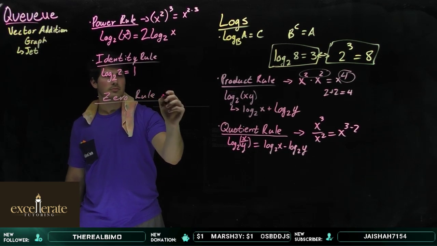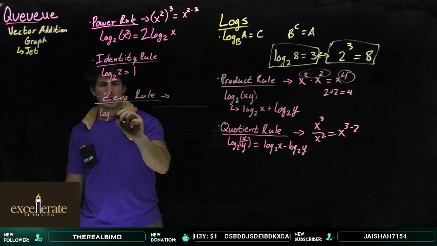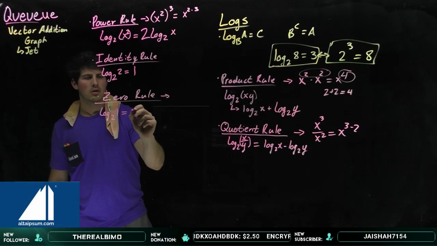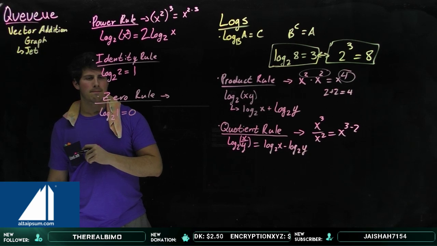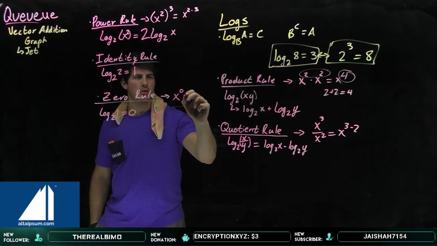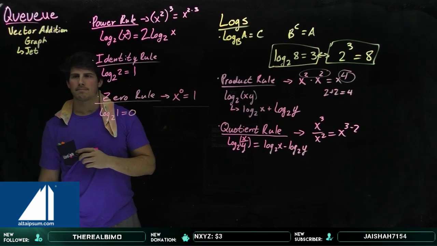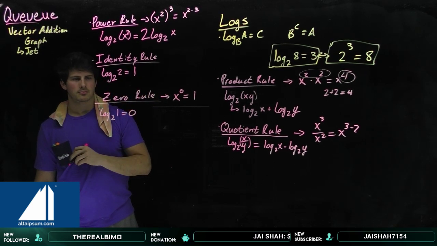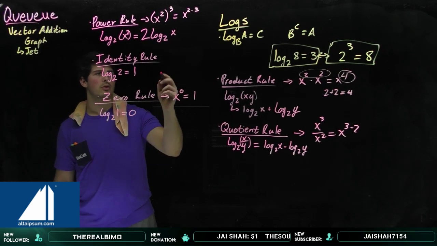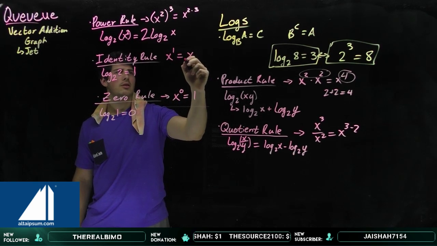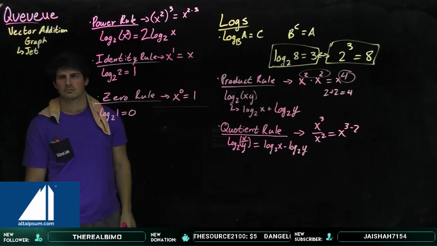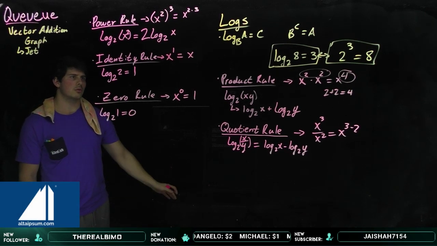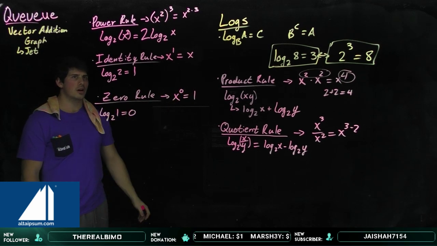The 0 rule is going to be log base 2 of 1 equals 0, because x to the 0 equals 1. Right? Switch those up real quick. Identity rule though, log base 2 of 2 equals 1. Same thing. So x to the 1 equals x. All right. Any questions, let me know. Otherwise, I'm going to clean this up and do a couple quick examples.